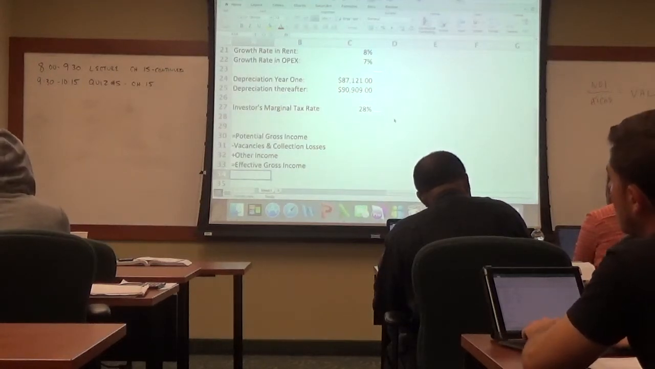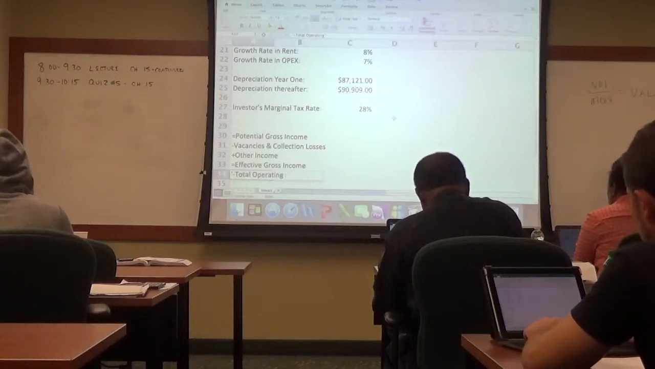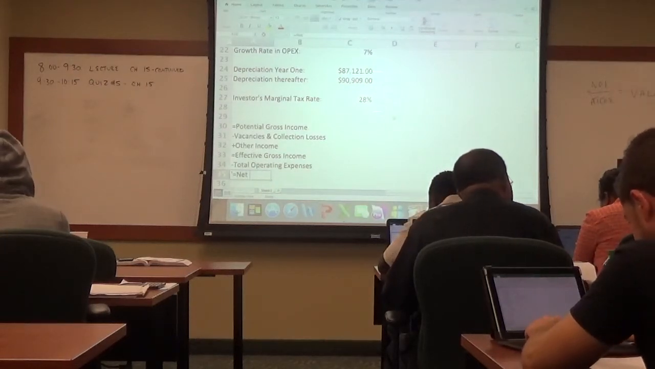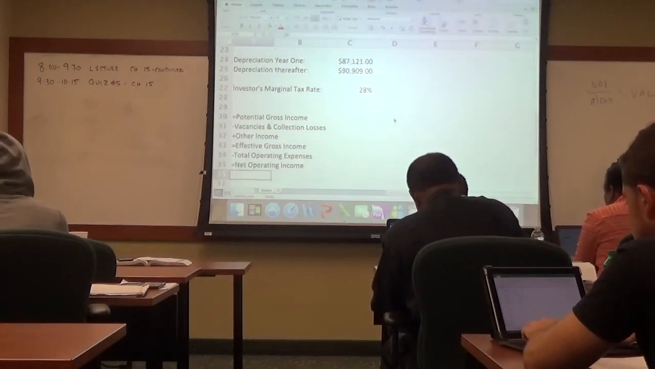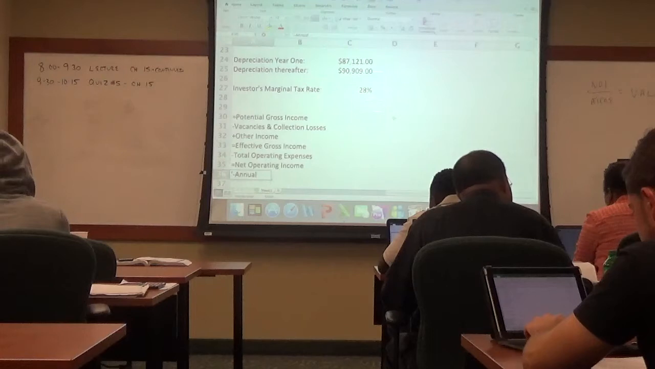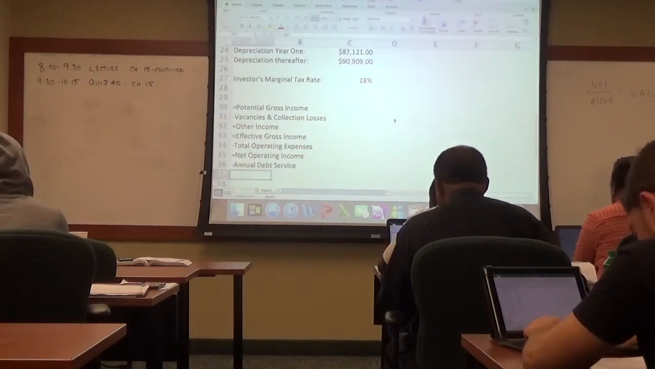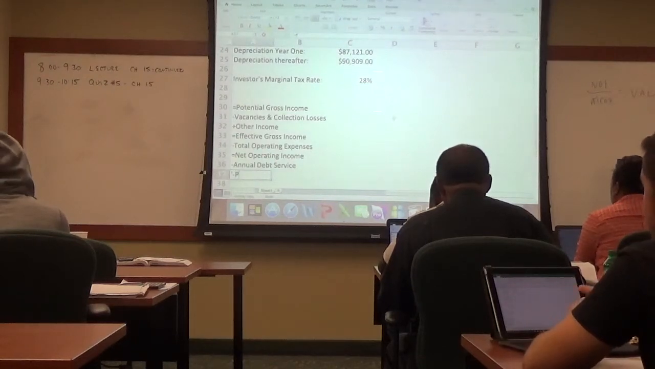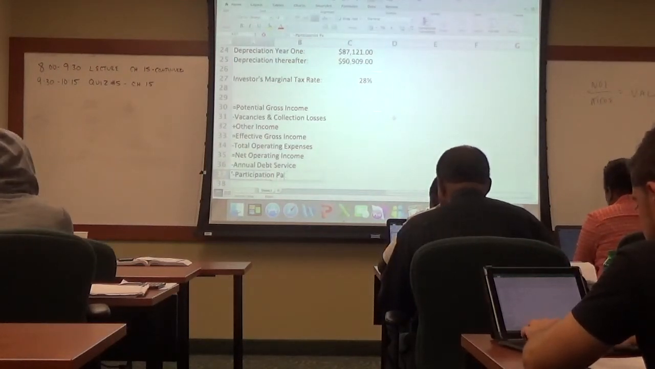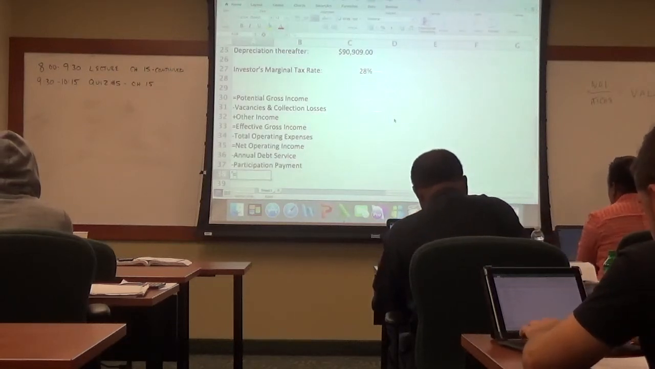Okay? And then from that, subtract out total operating expenses, which gives us our net operating income. From that, subtract out annual debt service. They're calling it mortgage payment. Now, this is where we are adding something brand new that we have not talked about, which is participation payment. We'll talk about that here in just a minute. And that's going to give us before tax cash flow.